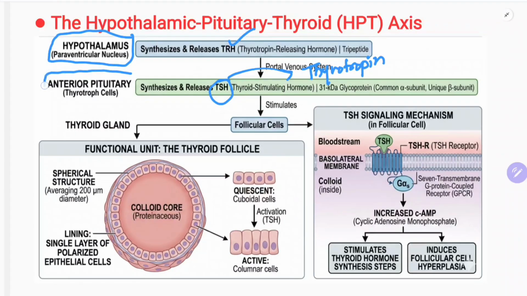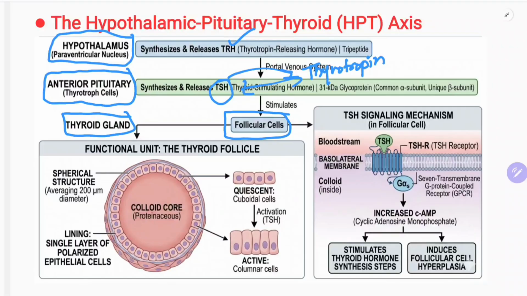What are those pituitary cells? That is thyrotroph cells, okay. TRH will act on thyrotroph cells of the pituitary, okay. Now these thyrotroph cells will produce the thyrotropin or TSH. So both names are synonymous. TSH is produced in this, and it gets released into the circulation, and it will go and stimulate the follicular cells of the thyroid gland. Follicular cells of the thyroid gland.